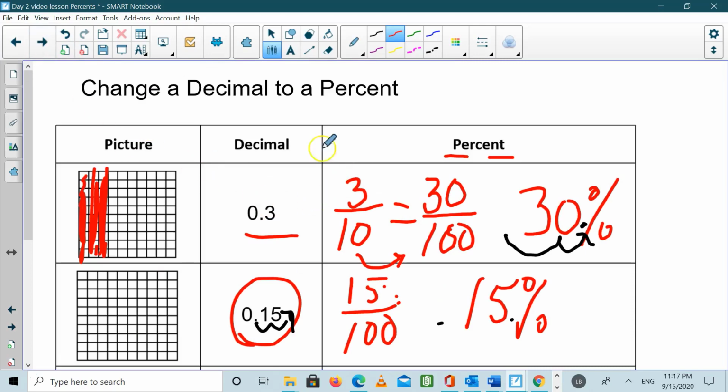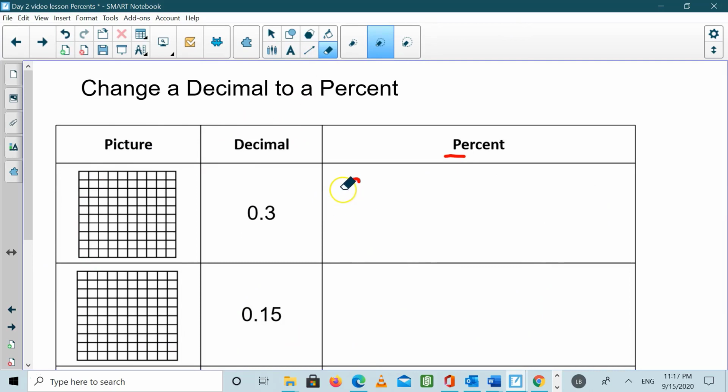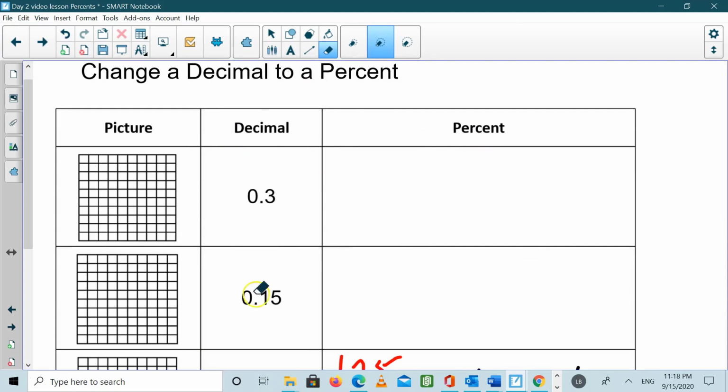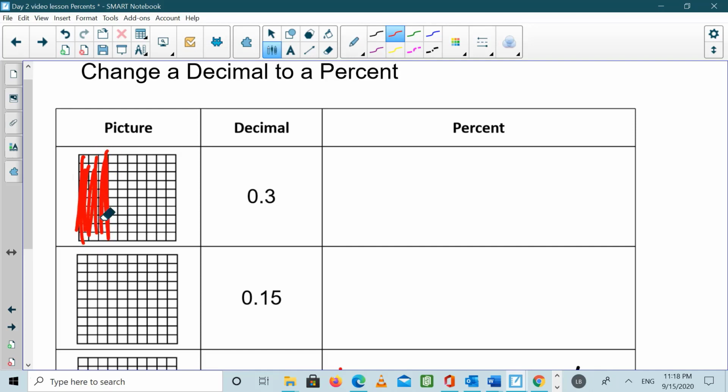Now we're going to go from decimal to percent. So let's take a look. We're starting out with 3 tenths. Remember, read the decimal, 3 tenths. If you like the picture, we can do that. So 3 tenths. This is 1 tenth, 2 tenths, 3 tenths. Remember, there's 10 columns. So how many hundredths did you shade in? 30 hundredths, right?